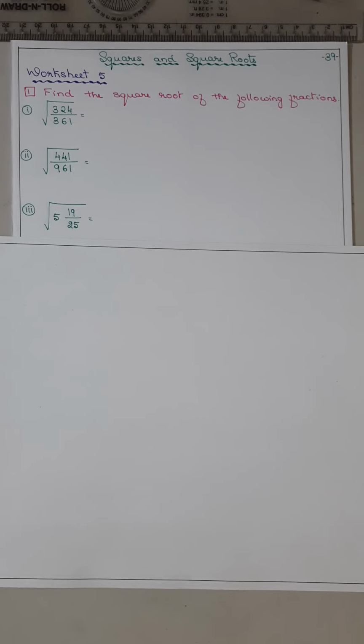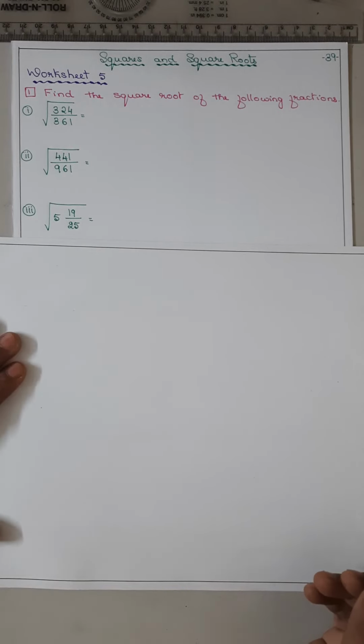We were discussing the lesson squares and square roots, and now coming to worksheet 5. Find the square root of the following fractions. Okay, so the square root of 324 upon 361. So how do we have to do it?